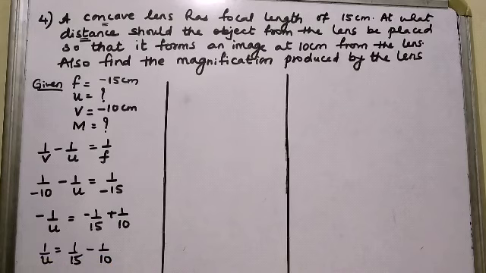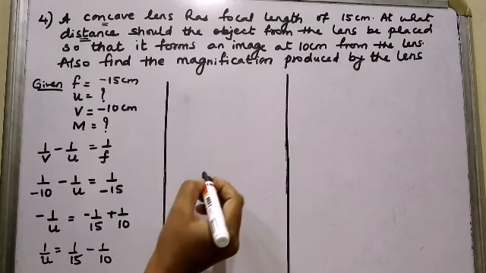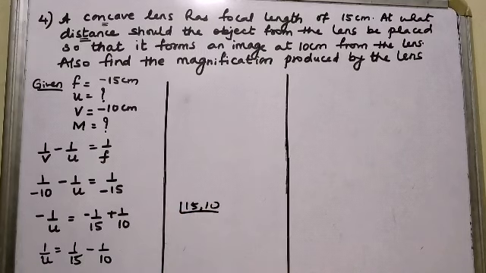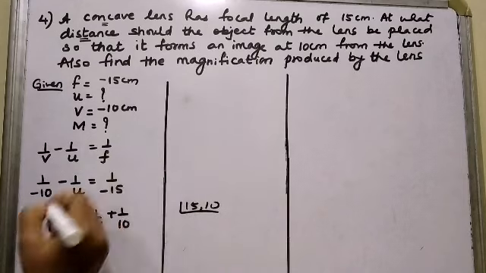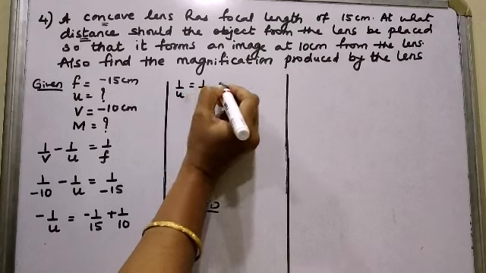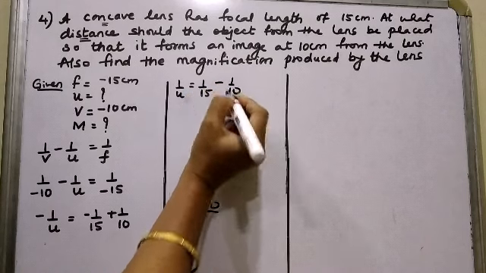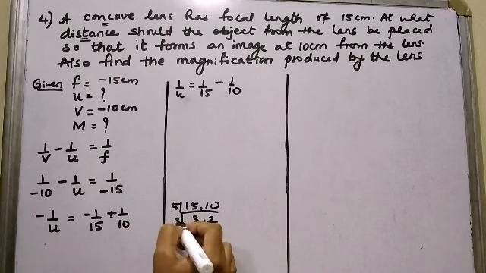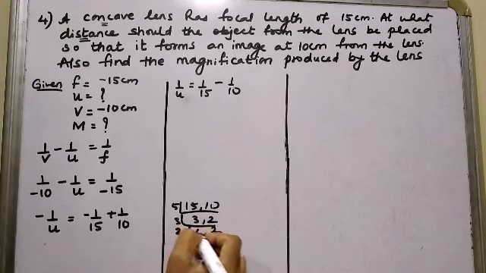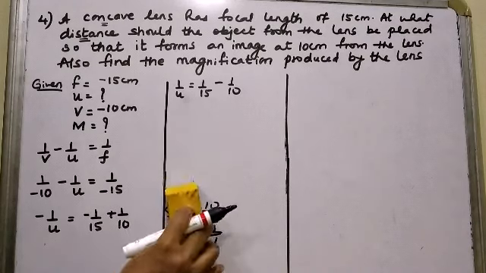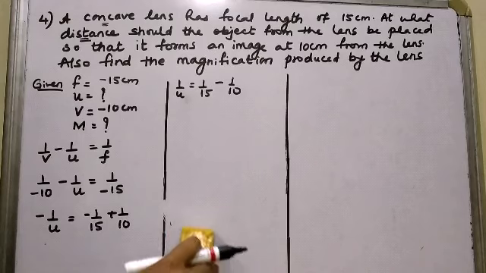Okay, so now 1 upon u. As I told you, I will always prefer the LCM method. I will take the LCM of 15 and 10. 1 upon u is equal to 1 upon 15 minus 1 upon 10. 5 3s are 15 and 5 2s are 10. 3 1s are 3, 2 1s are 2. So 5 3s are 15 and 15 2s are 30, so the LCM is equal to 30.